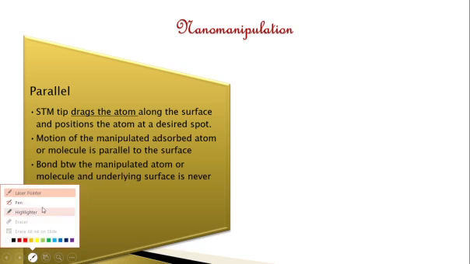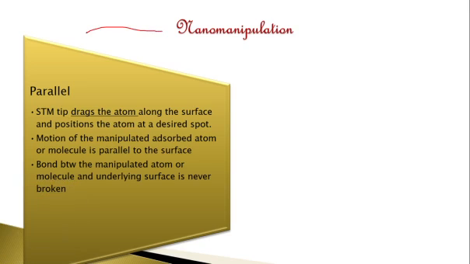So for example, you can consider a sample like this, and suppose there is an atom which is loosely bound to the surface. The tip will make this particular atom move to another location without breaking the bond. So the movement is always parallel to the surface. While in the case of perpendicular motion, the bond of the adsorbed atom is broken, and it will be attached to the tip, and it will be placed at some other location. So there is an upward motion of the atom onto the tip, and hence it is called the perpendicular method.